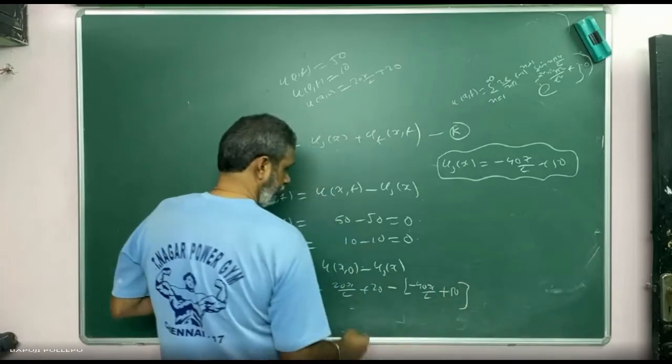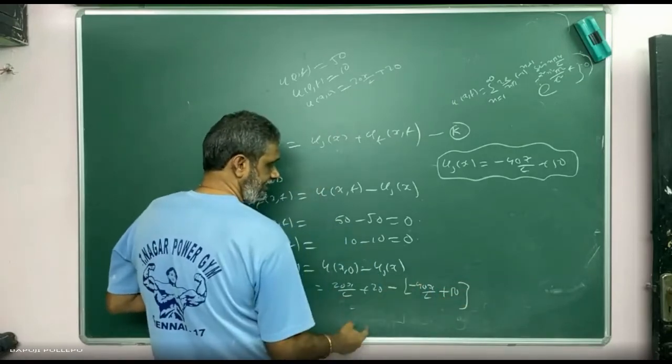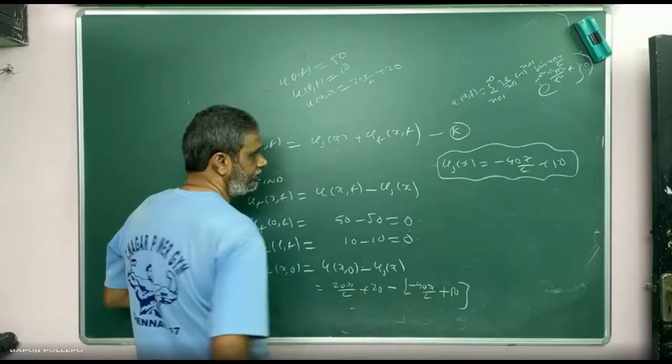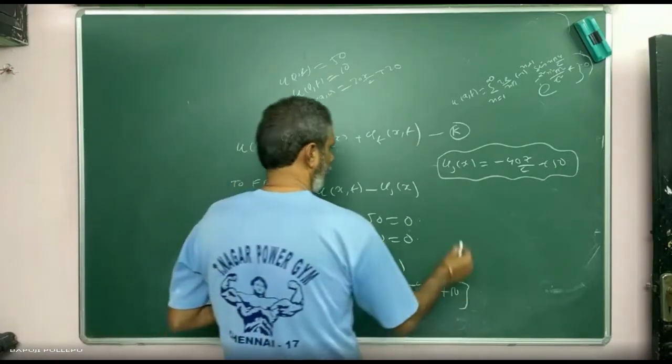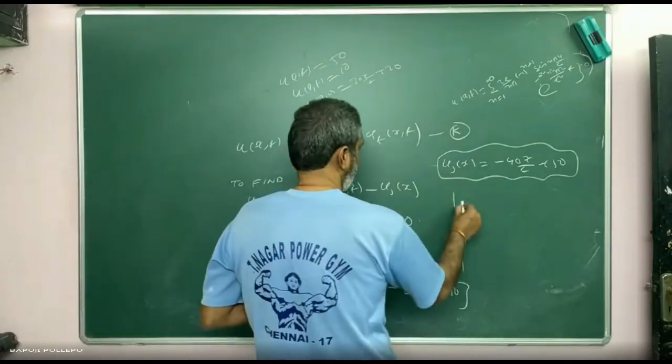Now simplify. 20 plus 40 is what? 60. 20 minus 50, how much? Minus 30. So, now again you can write all the boundary conditions.